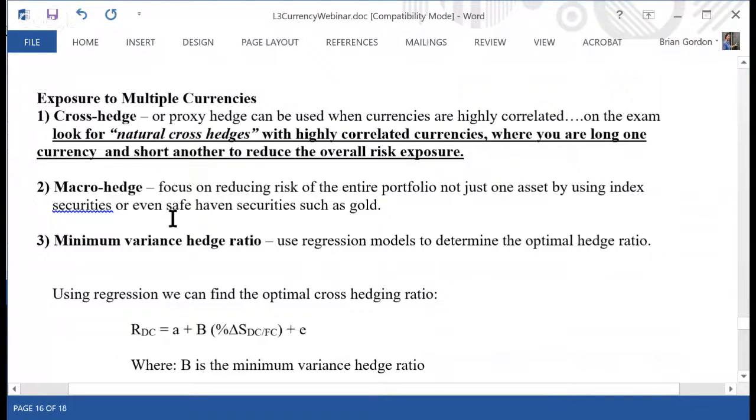A macro hedge, I don't think you're going to see this on the exam, but it was just thinking about reducing the overall risk of your portfolio. You're not really hedging one item here, but think about things like using indexed funds or using a safe haven security. They mentioned using gold as a hedge against bad times. So I don't think they're going too far with this.